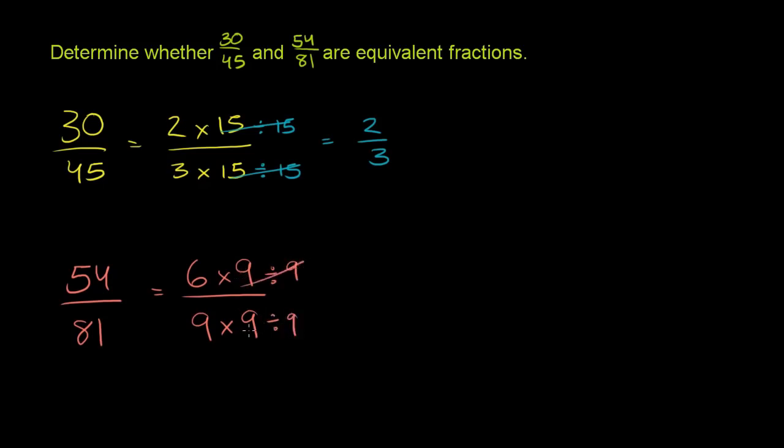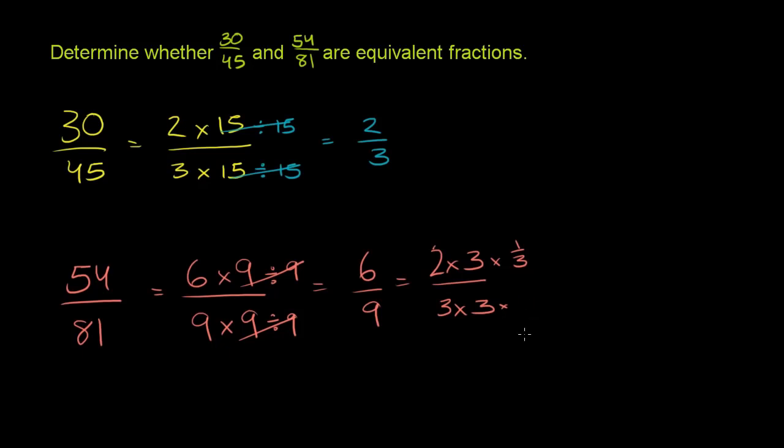9 divided by 9 is 1. 9 divided by 9 is 1. So we get this as being equal to 6 over 9. And 6 is the same thing as 2 times 3, and 9 is the same thing as 3 times 3. We could just cancel these 3's out, or you could imagine this is the same thing as dividing both the numerator and the denominator by 3, or multiplying both by 1/3. These are all equivalent.